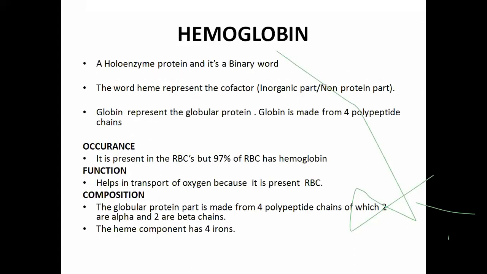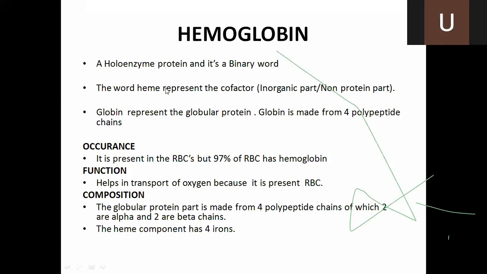Now, hemoglobin is basically a holoenzyme protein, which is proteinaceous in nature. The word hemoglobin is a binary word, meaning it is formed from a combination of two words. The word heme represents the cofactor, which is the inorganic, non-protein part of this holoenzyme. And globin represents the globular protein. This globin is made from 4 polypeptide chains.